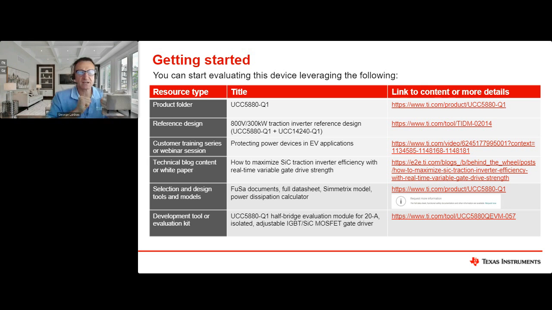Now, having said that, the UCC5880-Q1 is a fully AEC-Q100 qualified, functional safety compliant, ISO 26262 driver. So this product is full featured. It comes with a certain price point for the feature set. We know we're extremely cost competitive in the market with this type of feature set in a gate driver, but the concept of real-time variable gate drive can be used in other subsystems, as I just mentioned.